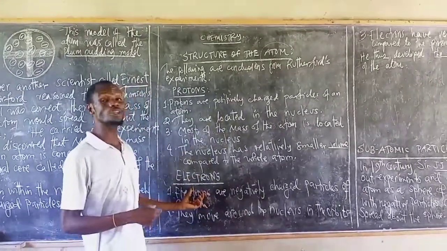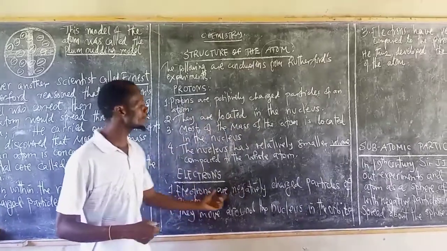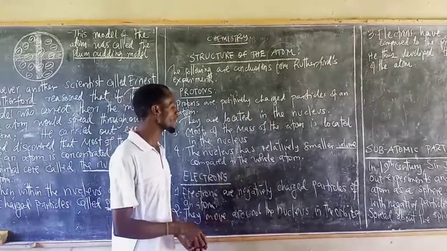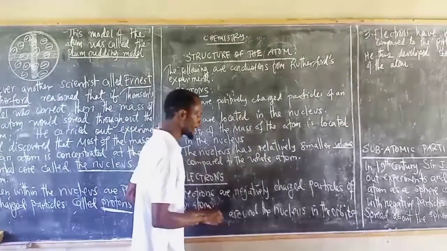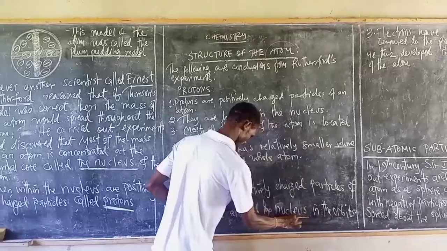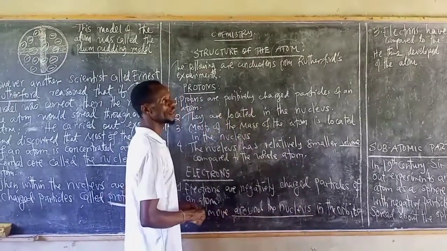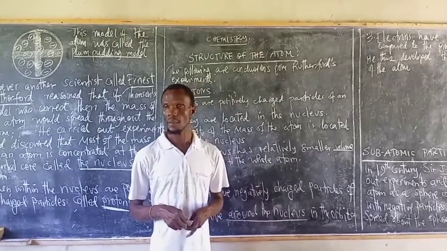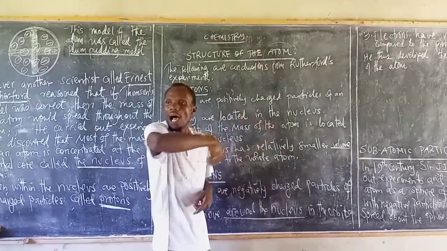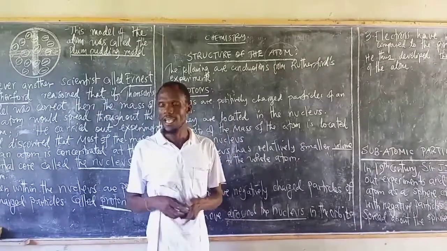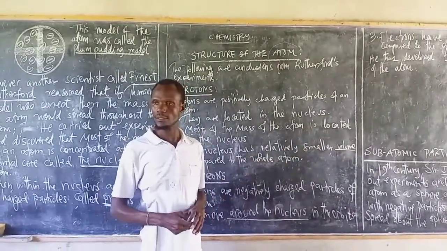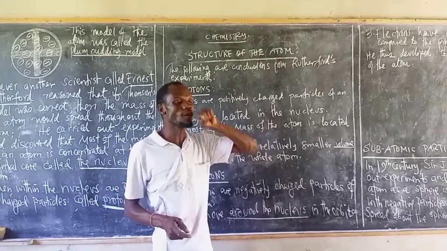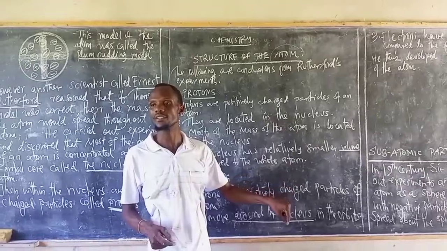So he came out with the conclusion: electrons are negatively charged particles of an atom. They move around the nucleus, meaning they revolve around the nucleus. Electrons are there, but they move or revolve around the nucleus.